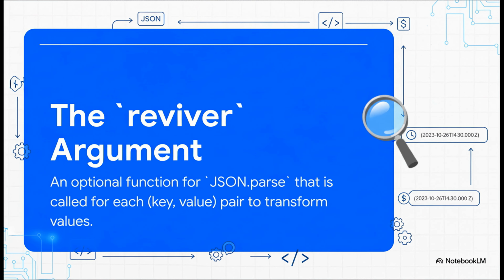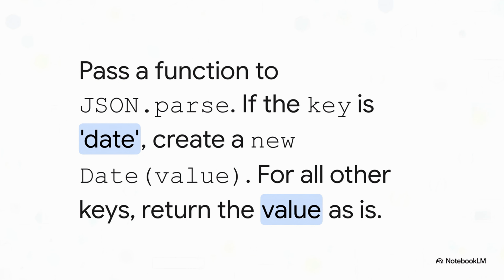It's an optional second argument you can pass to JSON.parse. And just like the replacer, it's a function that gets called for every single key value pair, but this time it happens as the object is being built. This gives you the awesome power to intercept values and transform them on the fly. And check this out. Here's exactly how you do it.